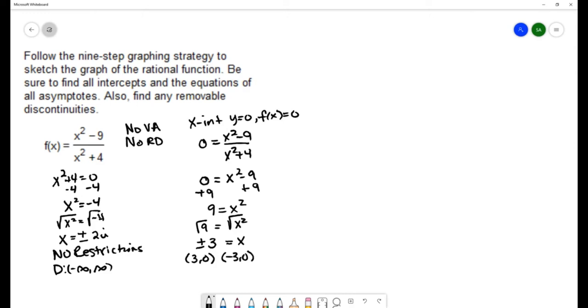Then we'll look for y-intercepts. To find a y-intercept, we let x equal 0. So we're substituting a 0 into our function. That gives 0 squared minus 9 over 0 squared plus 4. 0 squared minus 9 would be negative 9, and 0 squared plus 4 is 4. So we have a y-intercept at (0, -9/4).